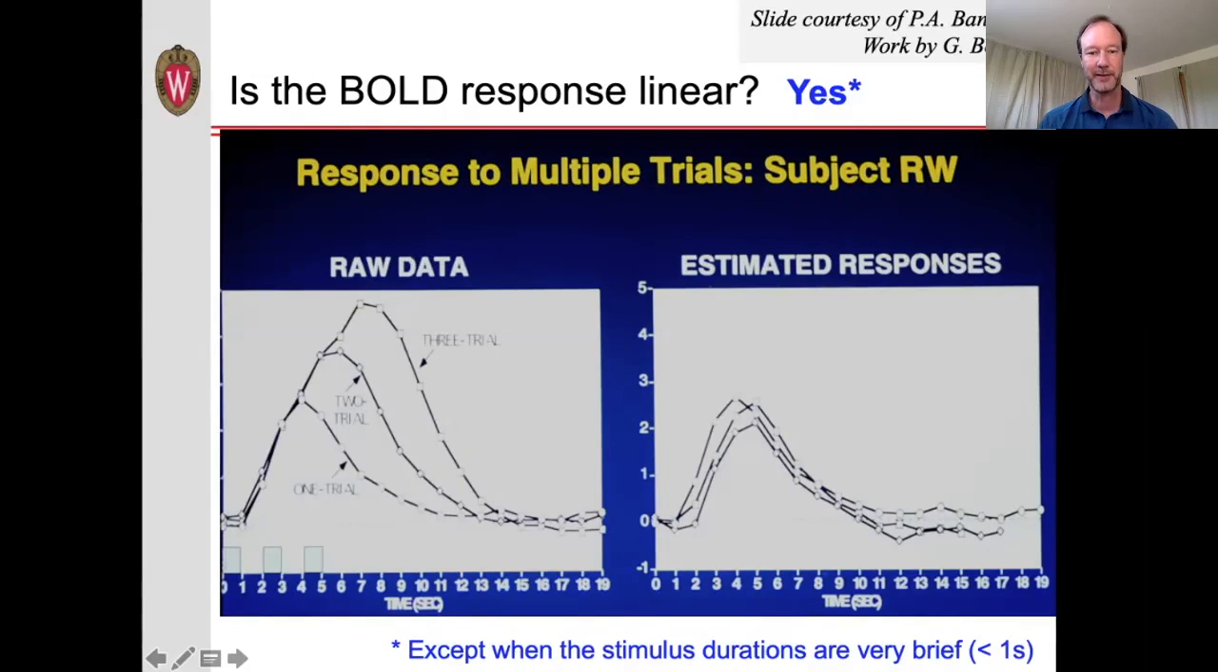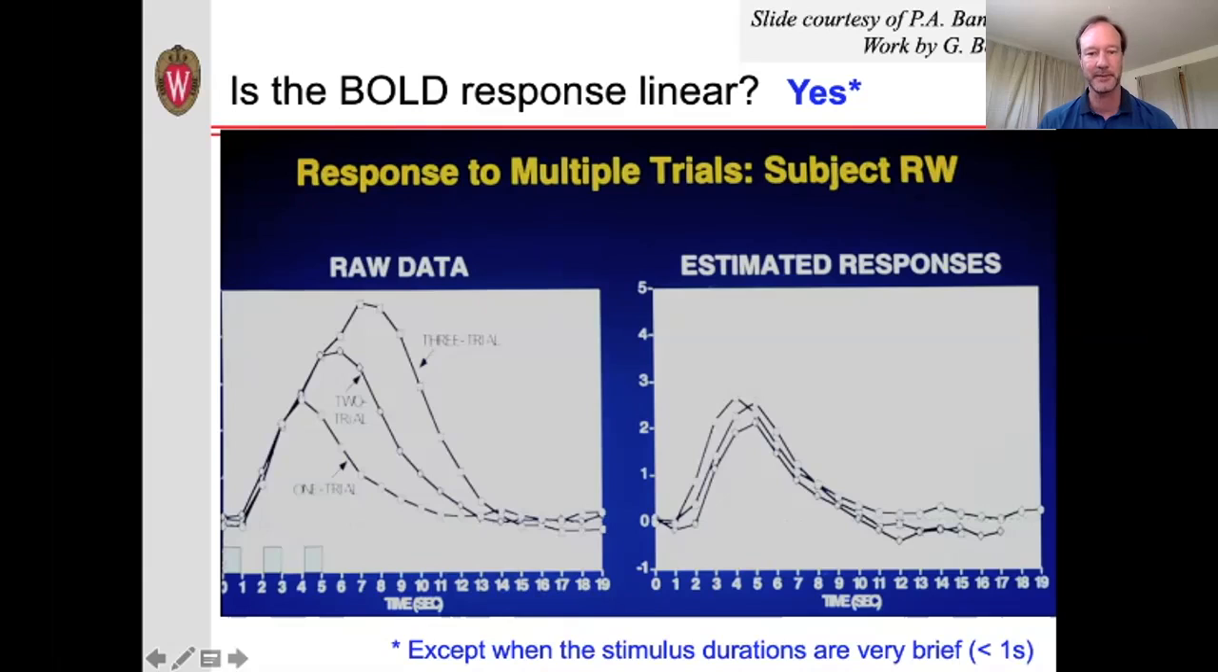Now, if you subtract the response from the 1 trial from the response to the 2 trials, what you end up with is as shown here. And similarly, if you subtract the response to the 2 trials from the response to the 3 trials, you end up with another curve. And you can see that these curves generally overlap pretty well, suggesting that really the difference between the 1 trial and the 2 trial is the same as just adding another one of these 1 trial responses. So in general, the BOLD response is pretty linear. And this is good news if we want to use things like general linear model in order to model our BOLD response.